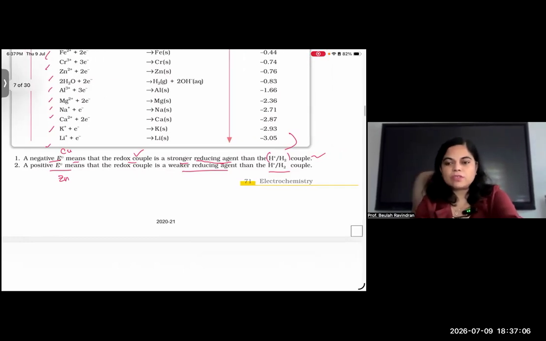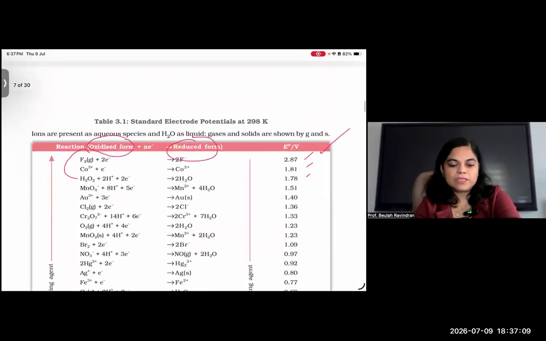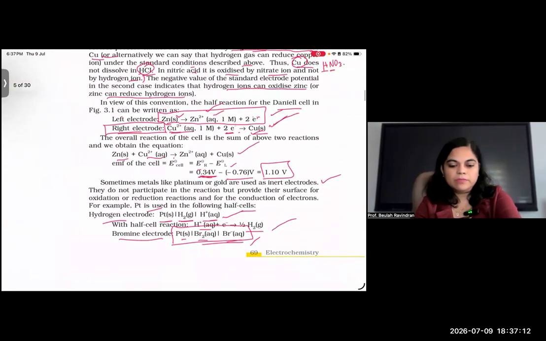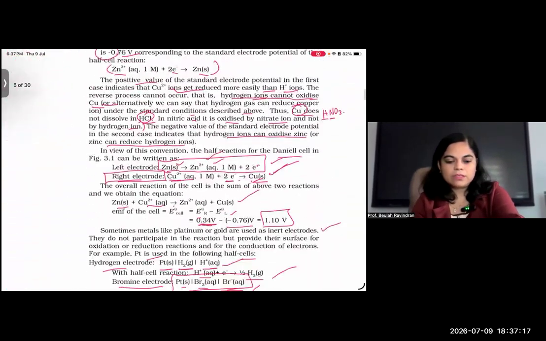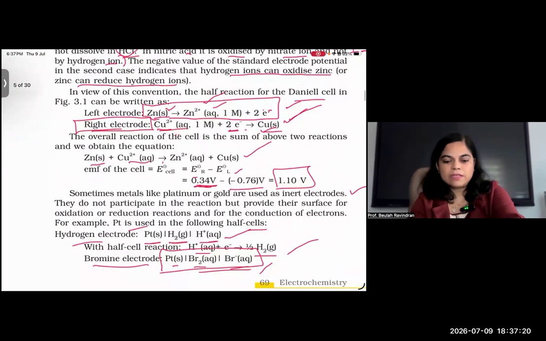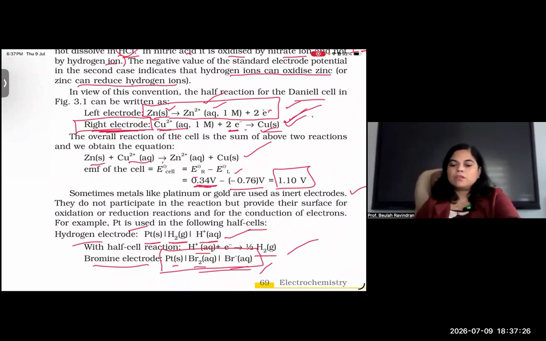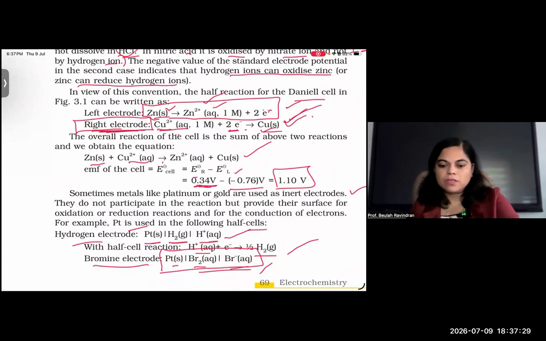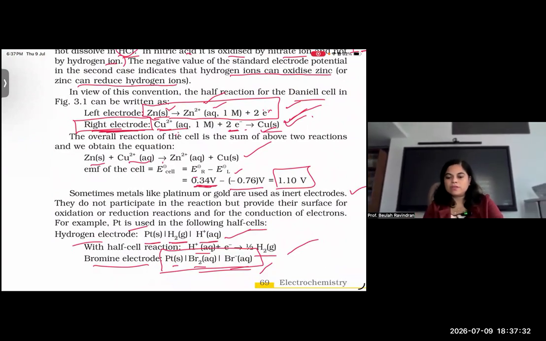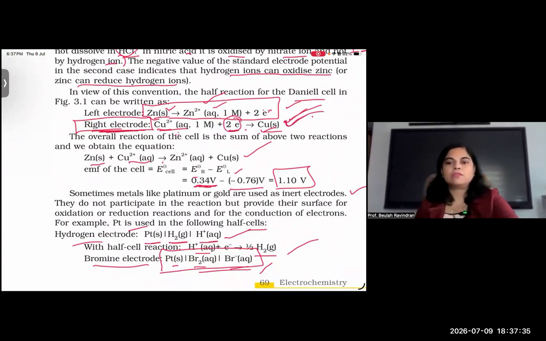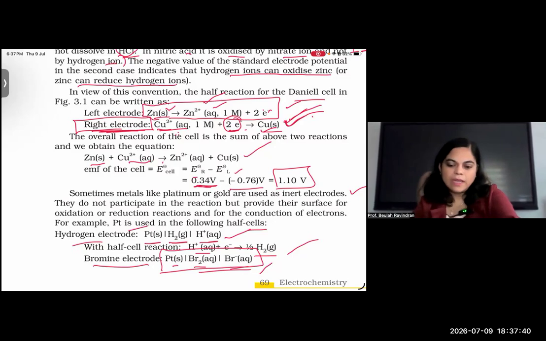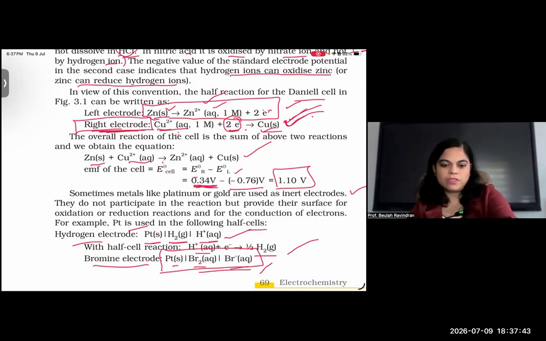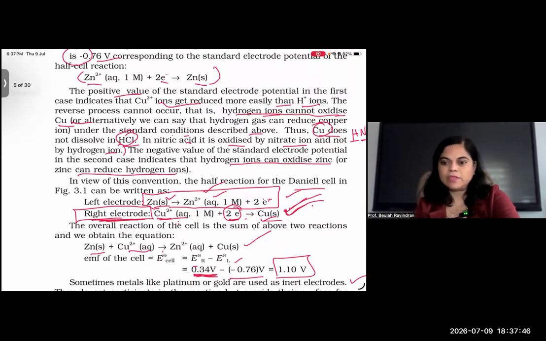Copper, in that reaction, you must see here, in the right electrode, you can see copper, right? So what is happening in the right electrode? Copper aqueous accepts 2 electrons and becomes copper solid. So you have to understand this, very important. It has a positive electrode potential. That's what we have discussed in this particular area.